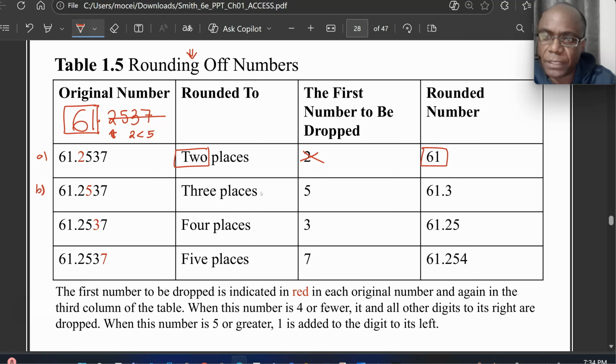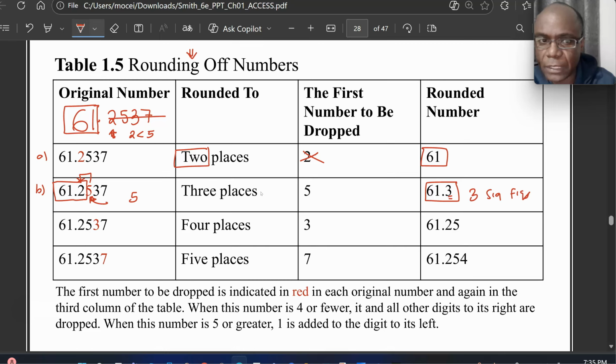Case B. If I want to report the same number to three significant figures, I'll box my 61.2. I look at my first digit after that, it's 5. So that means I can round up the 2 to 3. So it becomes 61.3. The 2 is now 3. And that is 3 sig figs.